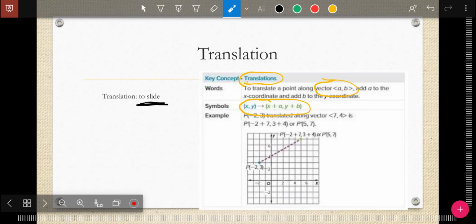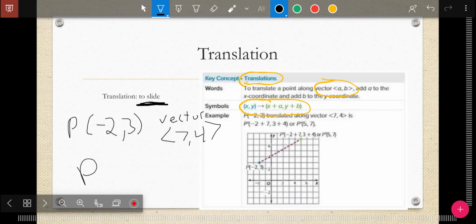And so if my point is (-2, 3) and my vector is <7, 4>, then my P image is, I would take this -2 and add 7 to it. And so I get 5. And then for the y, I take this 3 and add 4 to it. And so 7. And so P image is at (5, 7).